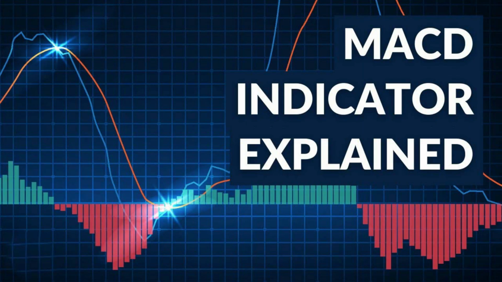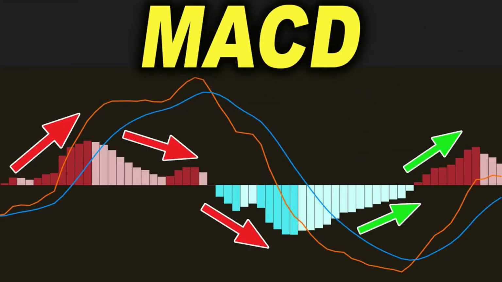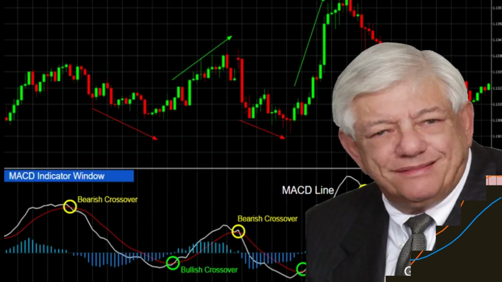Introduction and Overview of the MACD Indicator. The Moving Average Convergence Divergence (MACD) indicator is one of the most popular and widely used technical analysis indicators. It was developed by Gerald Appel in the 1970s and is based on the exponential moving average (EMA).